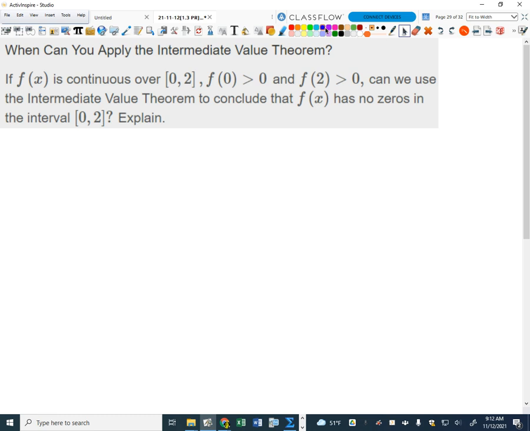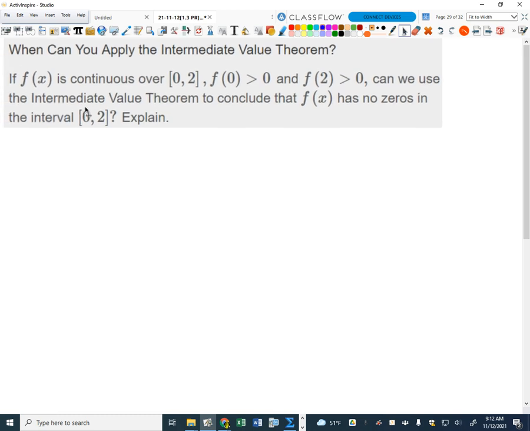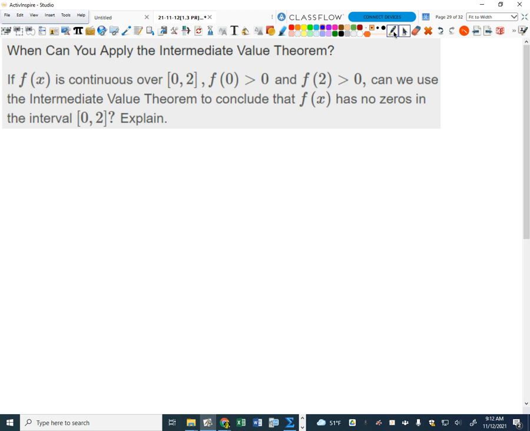You're right. I'll make it open. But even if it's open, I'm still going thumbs down on this, right? Is it the job of IVT to guarantee that there are no zeros? No, that's not its job, right? Its job is just to guarantee when there are zeros.